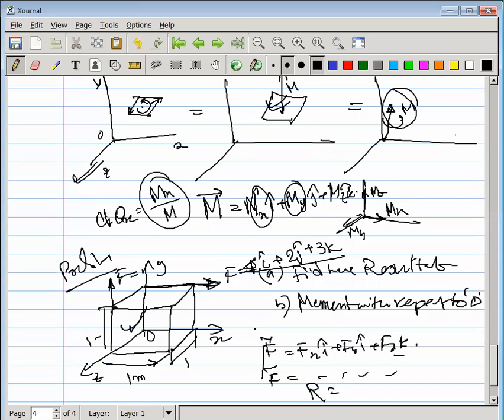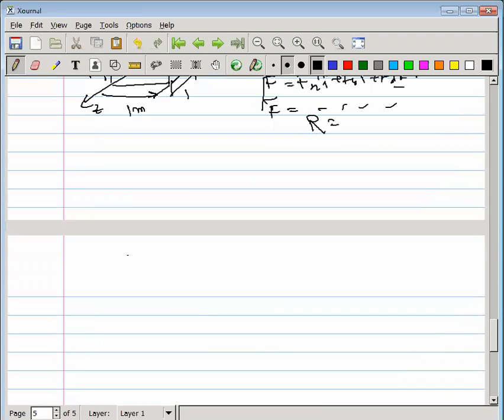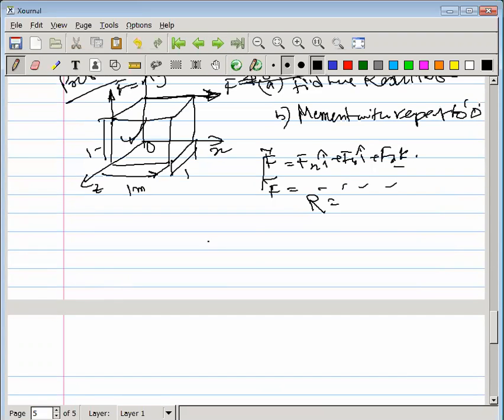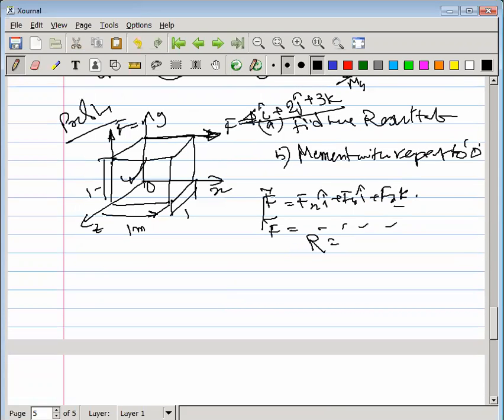So when you have to find the moment, how can you find it? Simply the cross product. First find the position vector. Which position vector do you need? See, this is a very tricky thing. Suppose you have to find this position vector, right?